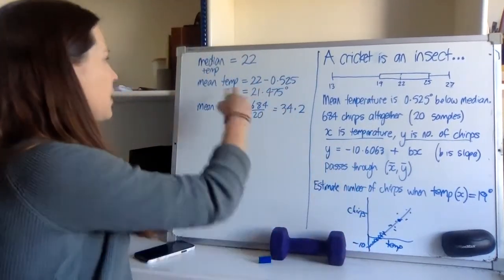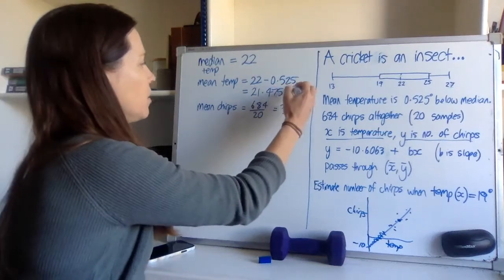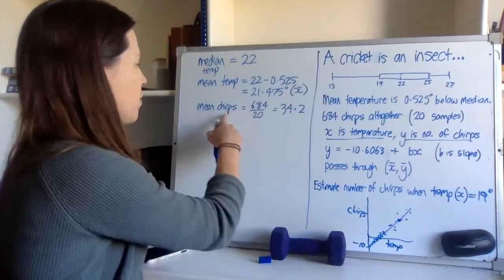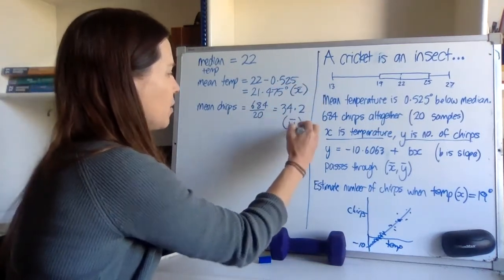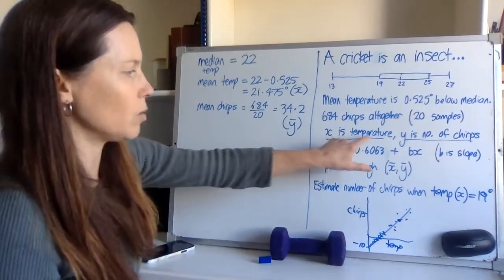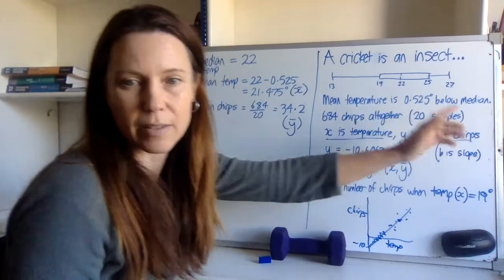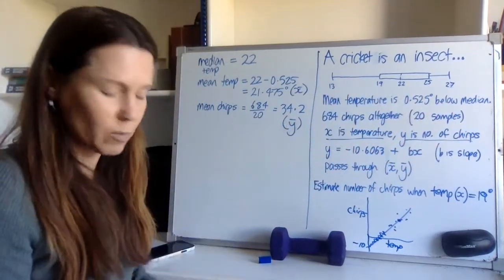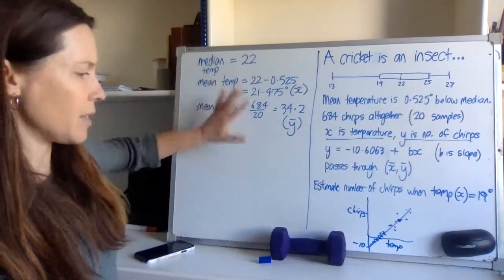So we know that x bar is the mean temperature, and we know that y bar is the mean chirps. And we know that because we have the average for each one, and we've been told what's on the x-axis and what's on the y-axis. So it's just a matter of picking out what's in the question and making sense of it.